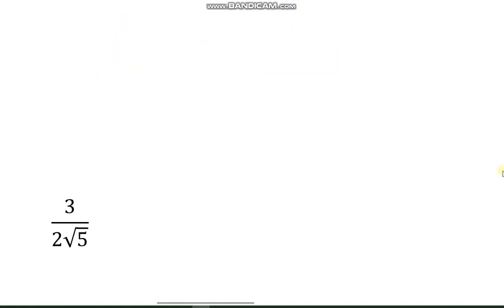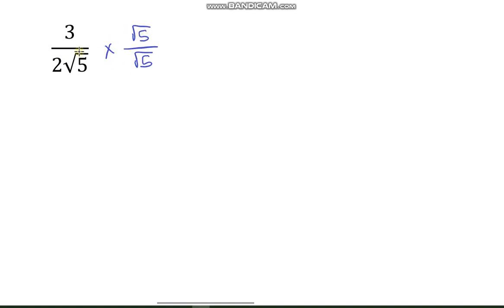Okay, got quite a few more of these to go through. And hopefully you're pausing the video each time and giving it a go yourself. Now this one's slightly trickier, but it's exactly the same process. So I want to get rid of that root 5 on the bottom. So I just multiply the top and the bottom by root 5. I want to get rid of this, so I just multiply the top and bottom by that number.